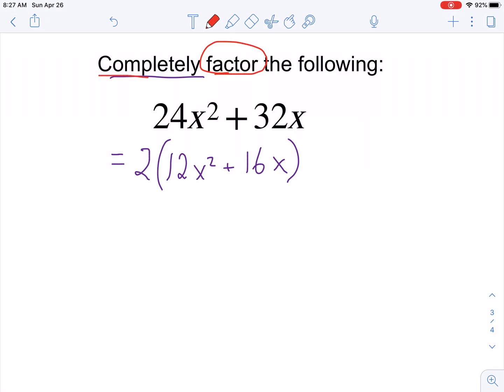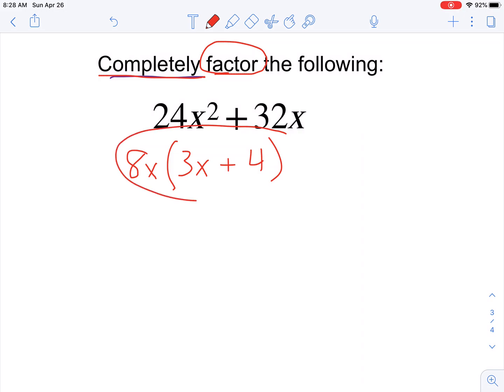But it says to completely factor it. When we completely factor, that means we need to make sure we take out the greatest common factor between the terms. When I look at 24x squared and 32x, the largest number that I can divide into 24 and 32 is 8. And between x squared and x, I can divide both of those by x. Now I can factor this by, again, undoing the distributive property. 24 divided by 8 is 3, and I took out 1 x. 32 divided by 8 is 4, and I took out the x. So my completely factored form is 8x times 3x plus 4.